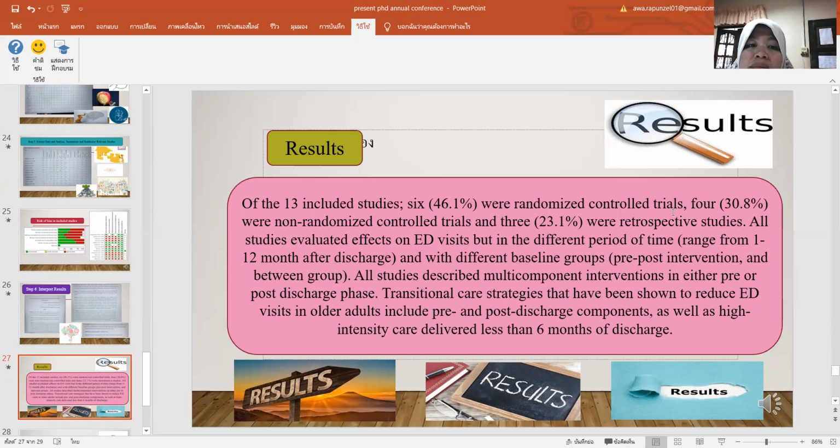All studies evaluated effects on ED visits, but in different periods of time, ranging from 1 month until 12 months after discharge, and with different baseline groups, pre-post intervention and between group. All studies described multi-component interventions in either pre or post-discharge phase. Transitional care strategies that have been shown to reduce ED visits in older adults include pre and post-discharge components, as well as high-intensity care delivered within 6 months of discharge.